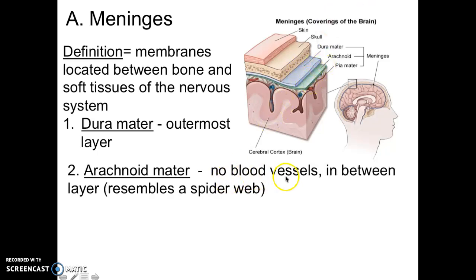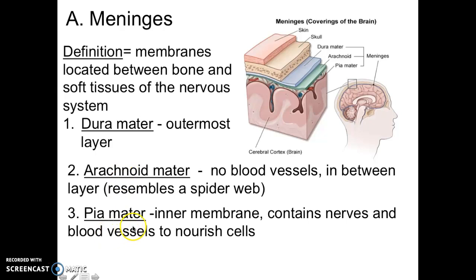Arachnoid mater, there's no blood vessels in here, and it actually resembles a spider web. You guys will be able to see that in the dissection. And the pia mater is the innermost. It's clear and reminds me a lot of saran wrap almost. It sticks to the brain. So these are your three layers. You need to know these from superficial to deep. So the dura mater, then the arachnoid mater, and the pia mater. You can see them in this picture up here.